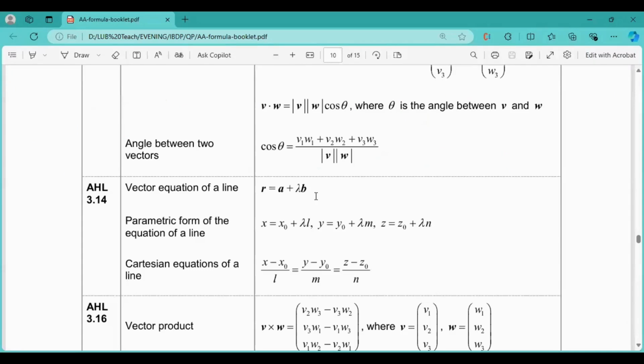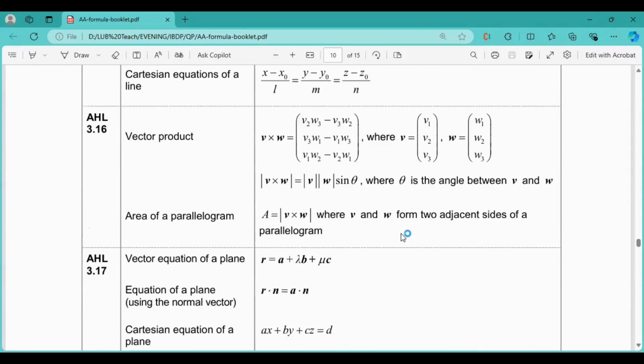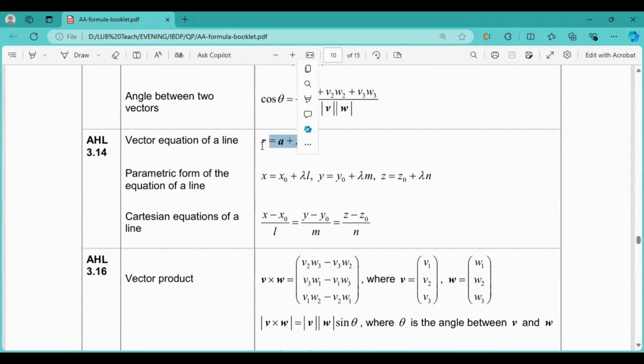Here we go. So this is the vector equation of the line, a plus b vector, and the parametric form and Cartesian form, all of this has been given. So this is the vector equation of the line. Let's copy this, AAHL 3.1, and let's get back to the solution page.